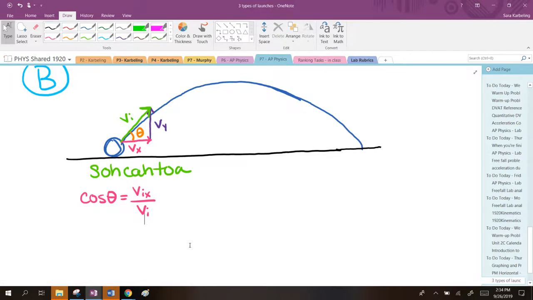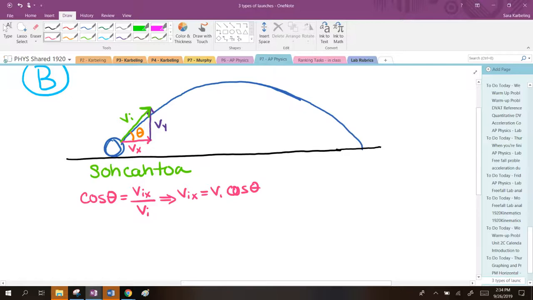Okay, so then if I want to solve this too, if I want to get Vix all by itself, that's just going to be Vi times the cosine of theta. And I want to be very clear with you, you do not need to memorize this.